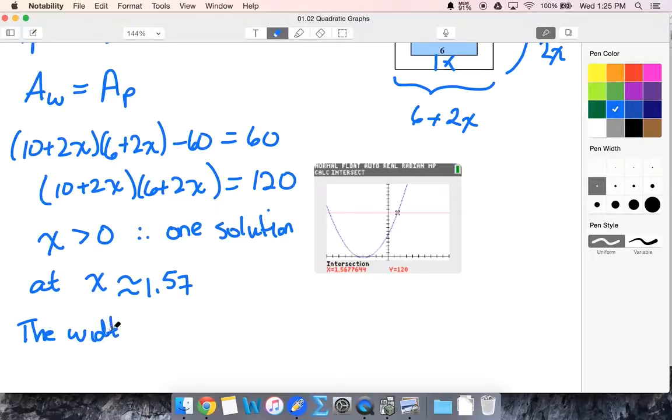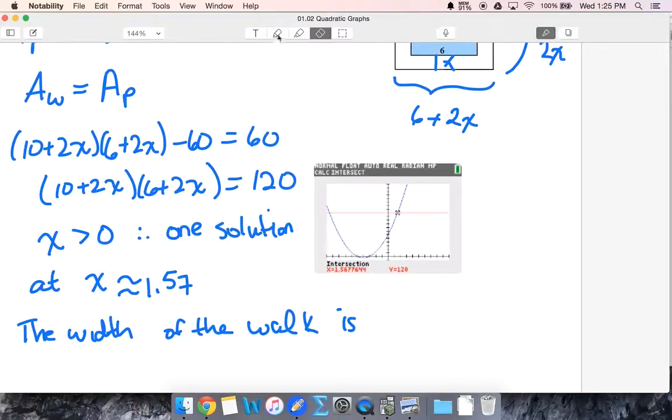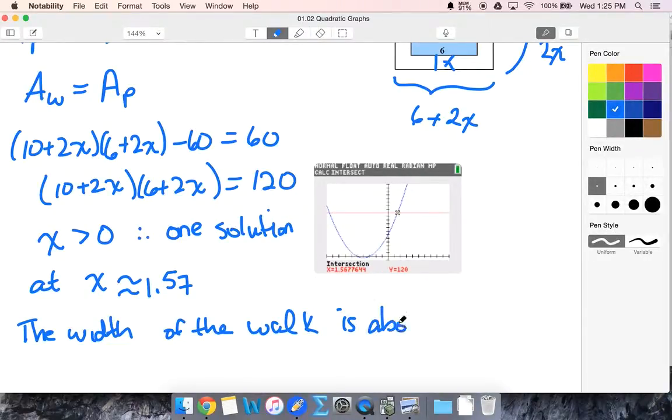The width of the walk is about, and I want to make sure to use that word about because otherwise it implies exact, is about 1.57 meters. Okay, so using the calculator is a really smart way to continue solving this. Of course, you could keep doing it algebraically. You could multiply it out and use one of the 4 methods we discussed previously, but you have this technology and you should use it and use it well. So that's the way to do it on this problem.